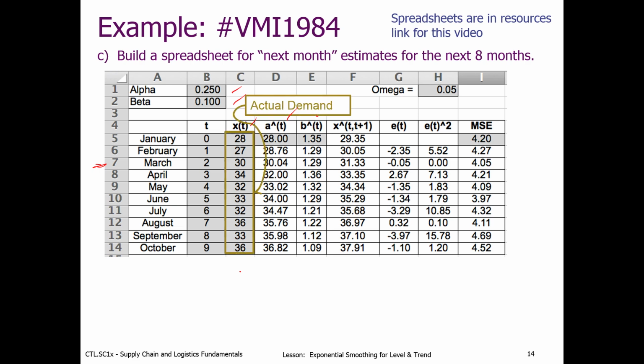So here in column C is the actual demand, and then these values in column F are my next month forecasts. So sitting in, let's say, June, my forecast for July is going to be 35.29. That's the X hat T, June, for T plus 1, July. So that's my estimate, 35.29.